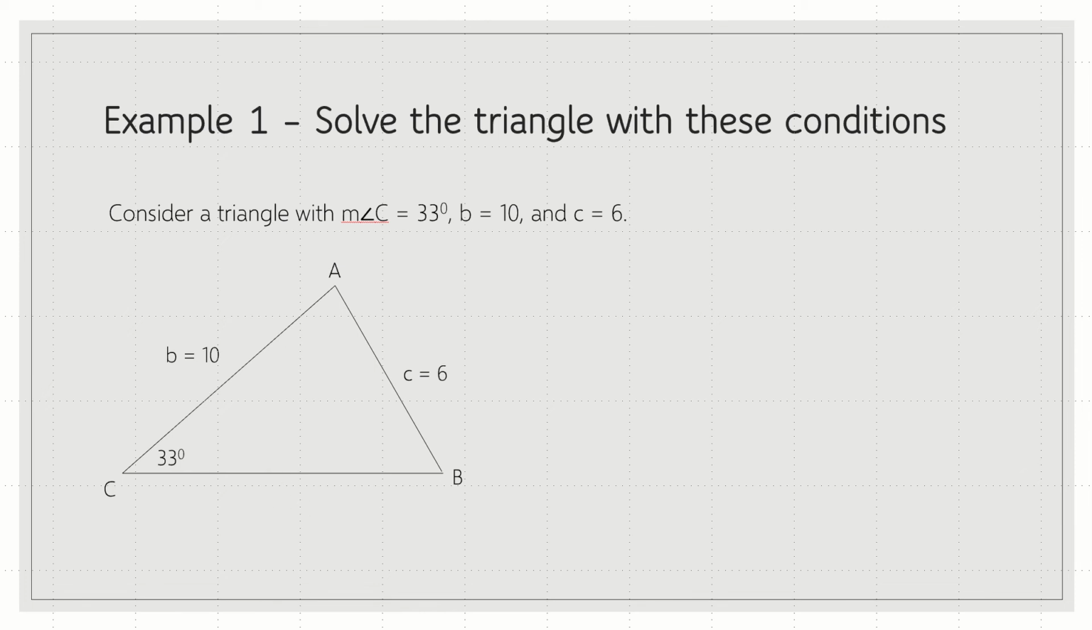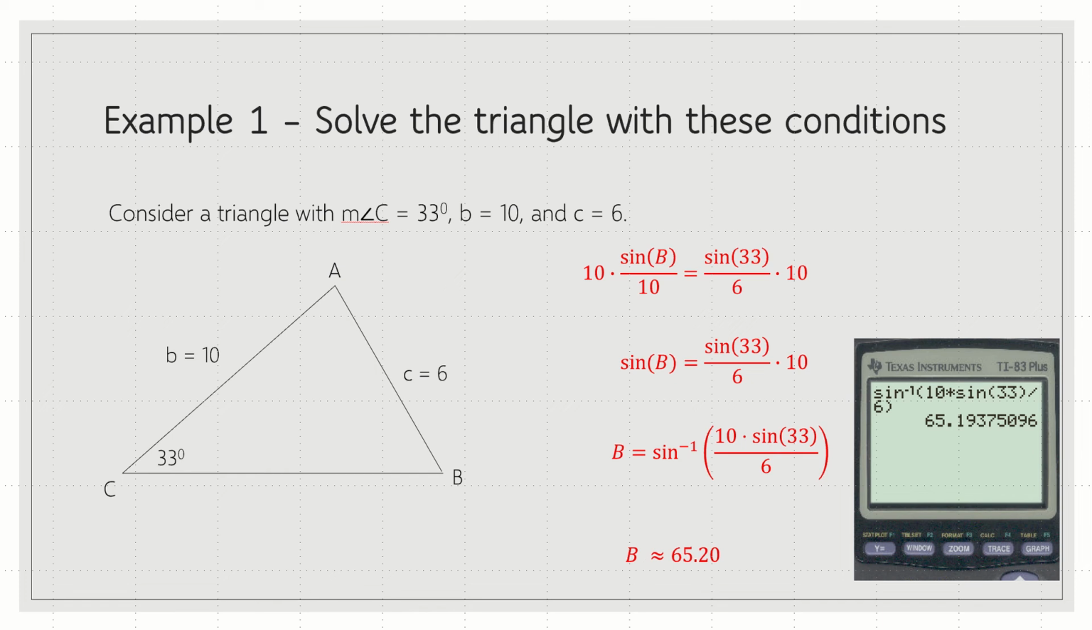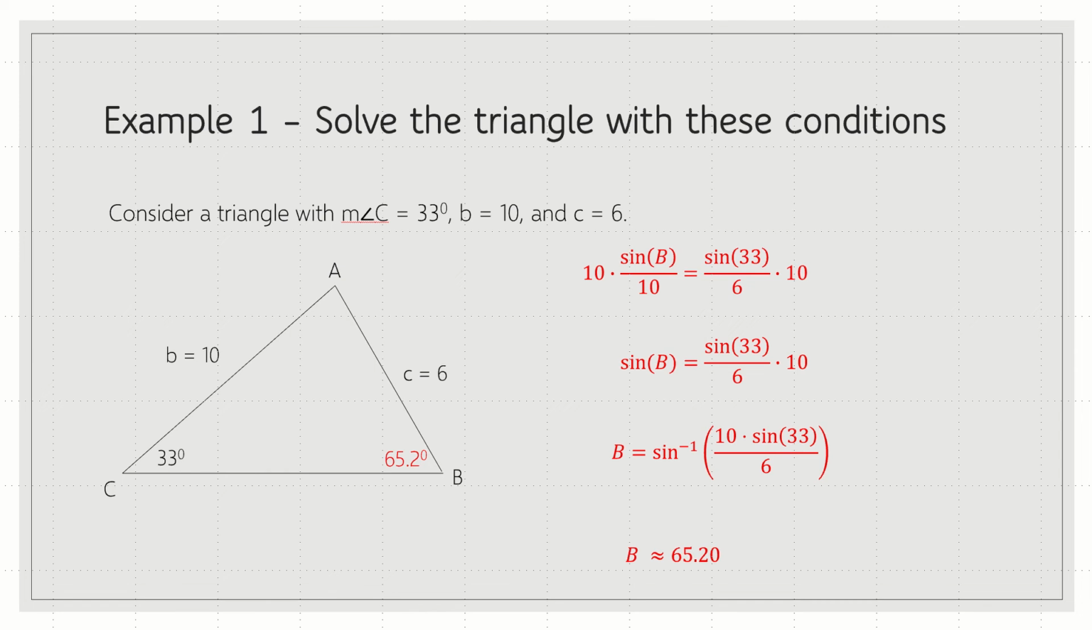Okay guys, welcome back. So let's figure out what angle B is, right? This is the setup. So the sine of B over 10 is equal to the sine of 33 over 6. We do a little bit of algebra here, right? We get the angle B by itself. We plug that into the calculator and we realize that it's 65.2 degrees. All right, that's what you should have gotten. So go ahead and put that on the triangle.